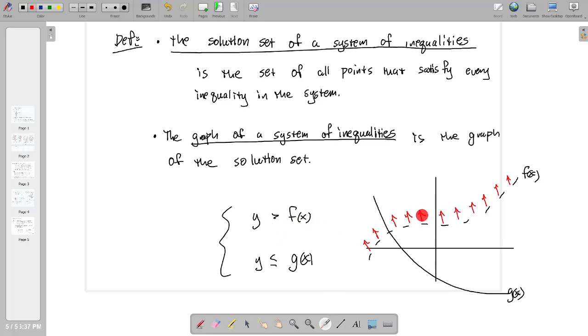Now, all of this red shading is going to be the solution set for the first inequality. Again, this red shading has nothing to do with this one. All of the shading that would be up here, I don't know if it satisfies this or not. What we want to do is find the shading for both of these inequalities, and where they overlap, those are the values that are going to be satisfying both inequalities. So here we have y is less than or equal to g of x. So we shade this side of this curve.